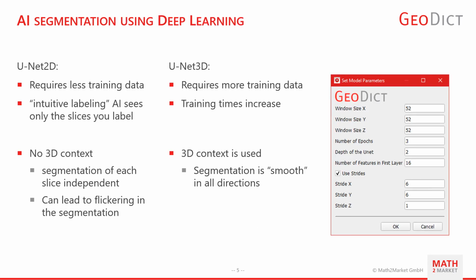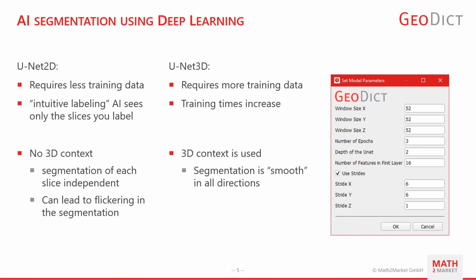Of course, these complex cases where the segmentation is not just determined by the gray value of a pixel are the cases where you really need the deep learning segmentation and where the UNet methods can really start to shine. For these we have two different methods again. One is the 2D UNet and the other one is the 3D UNet.